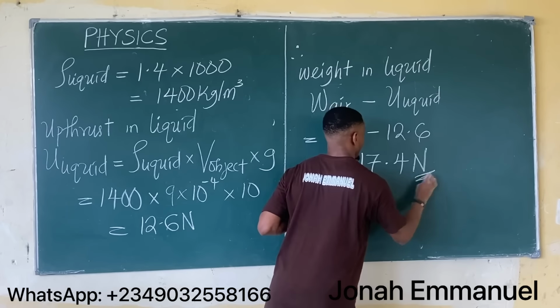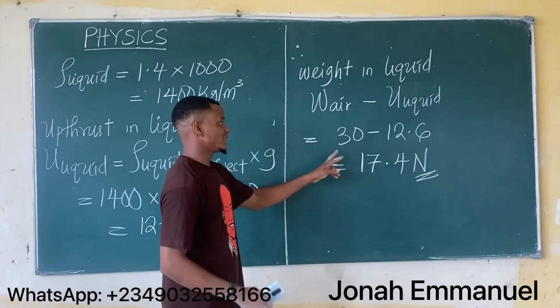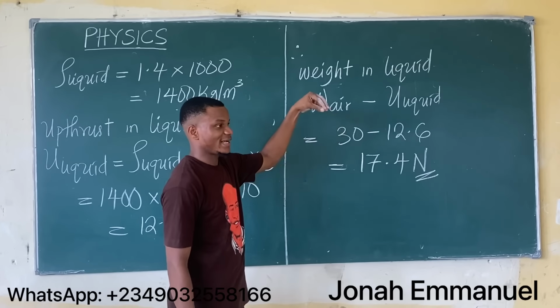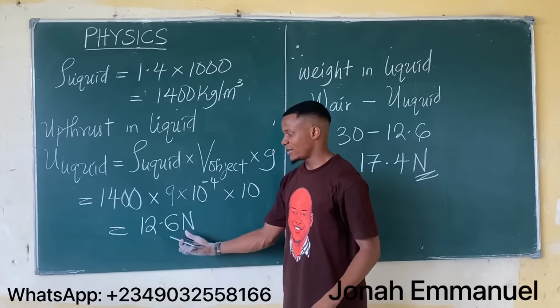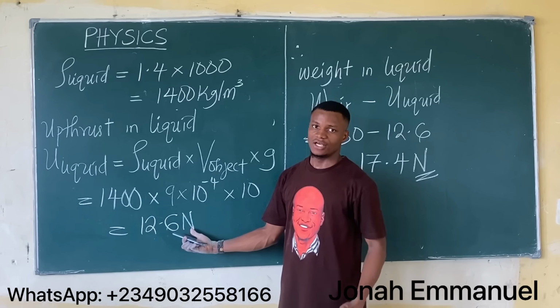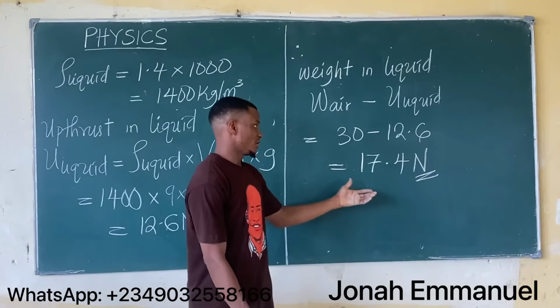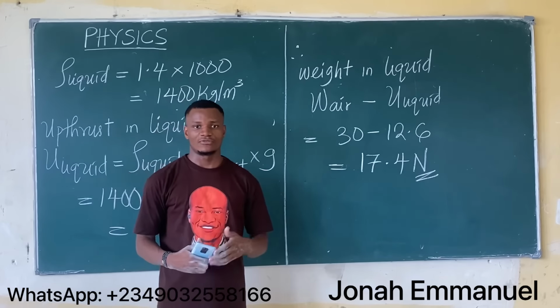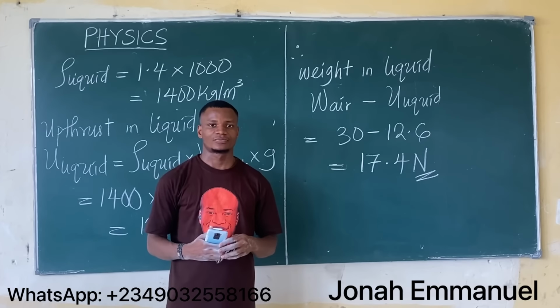17.4 newton. Alright, so this is the weight in air, 30. If I place the object inside the liquid, it will lose this amount, it will lose 12.6 newton. So what I'm left with is 17.4 newton. So this becomes the answer. So this is how you solve this question.